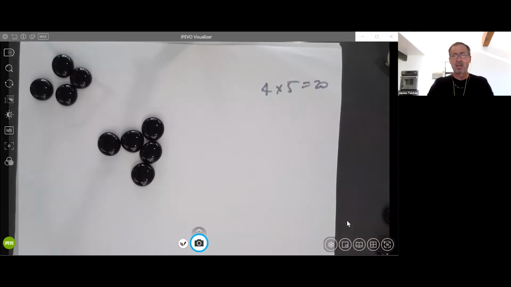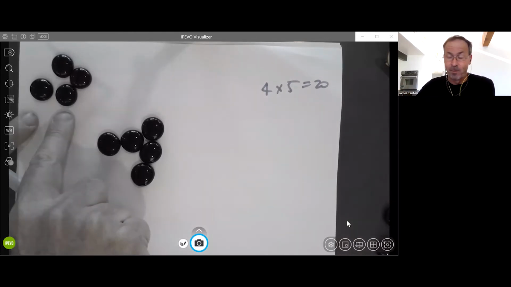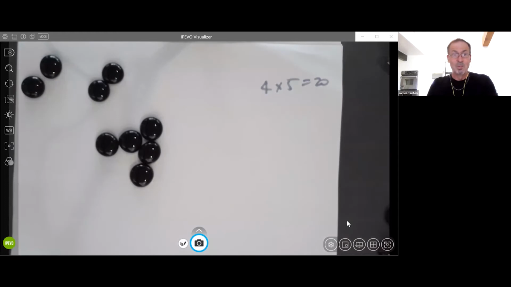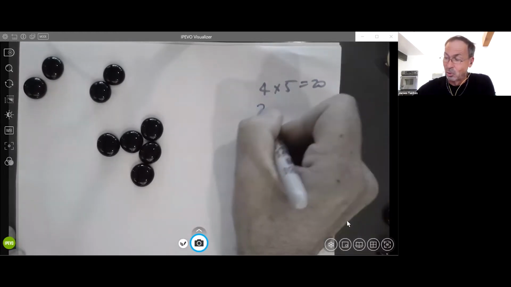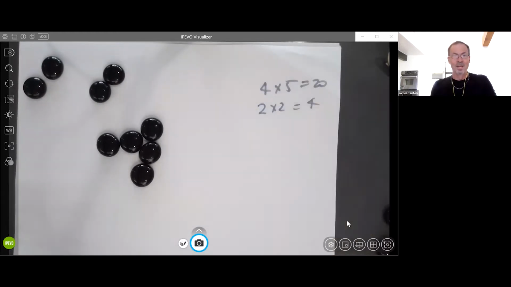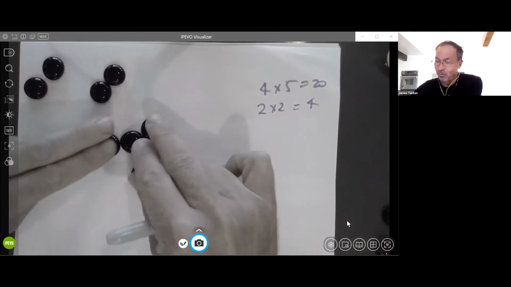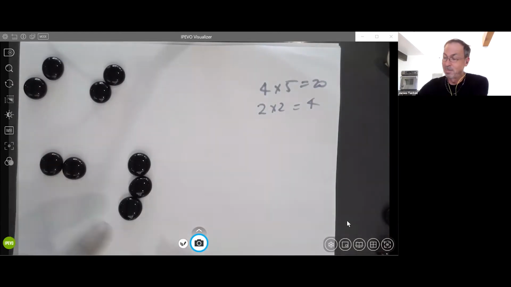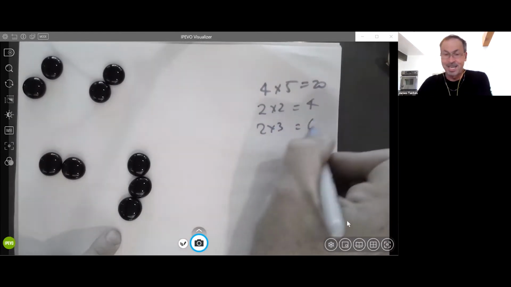Why am I doing that? Because I'm just doing it. That's why. But then let's keep splitting. I might split that pile of 4 into, say, 2 and 2. In which case, I'm going to write on the side of my page 2 times 2, which is 4. I might split the 5 into, say, 3 and 2, and then I'm going to write 2 times 3 on the side of my page being 6.